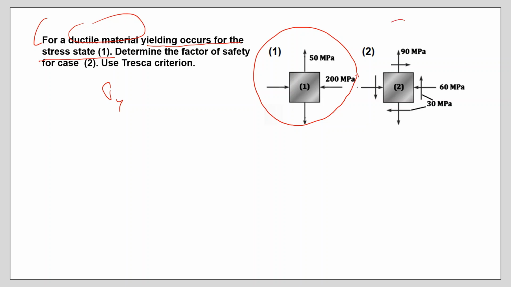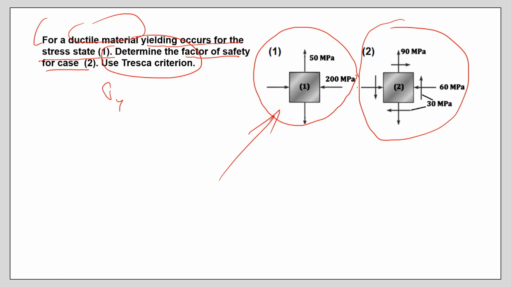In the second stress state, what is asked is the factor of safety for case 2, and we have to use the Tresca criterion. Well, as you see, this is the stress state where I have to find the yield strength. Sigma x equals minus 200, sigma y equals plus 50, tau xy is 0.